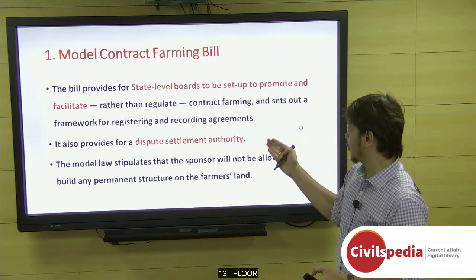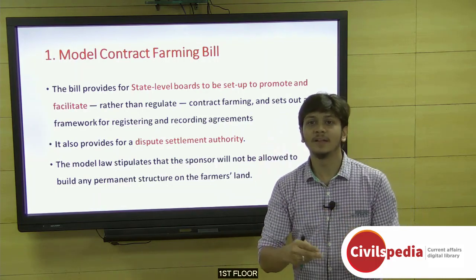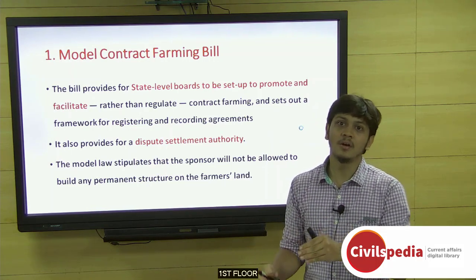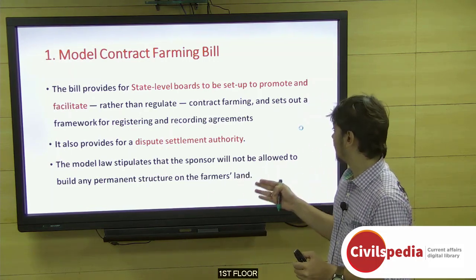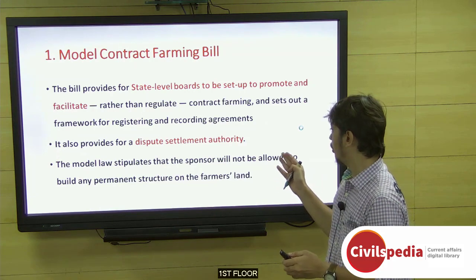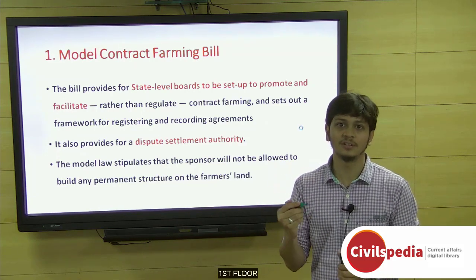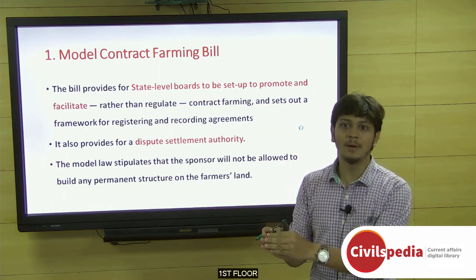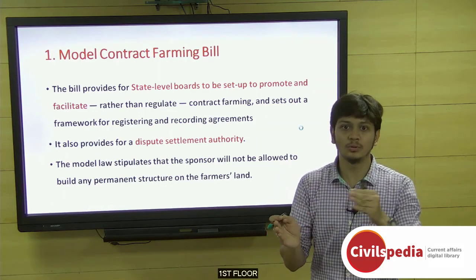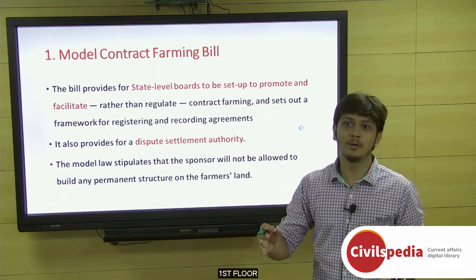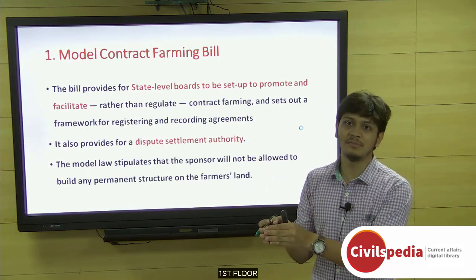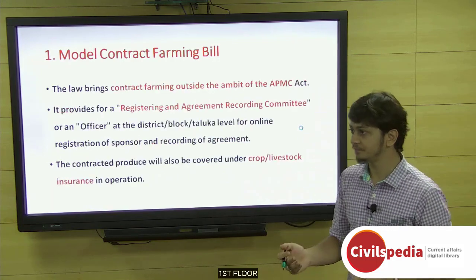The second point is it also provides a dispute settlement authority, hence an easier way of settling disputes instead of using the regular way of going to courts. The third point says the model law stipulates that the sponsor will not be allowed to build any permanent structures on the land. Hence, land rights are being guaranteed to the farmer. The land rights cannot be given to the industrialists. The sponsors will not be able to build any permanent structures on the land. It is solely at the discretion of the farmers that any structure can be built.